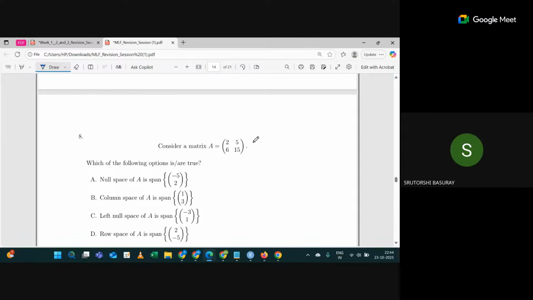Multiple choice, right? B is correct. Sir, A also. C will also be correct, I guess. I'm just clicking it as correct. We will see whether it's correct or not. So D is incorrect.